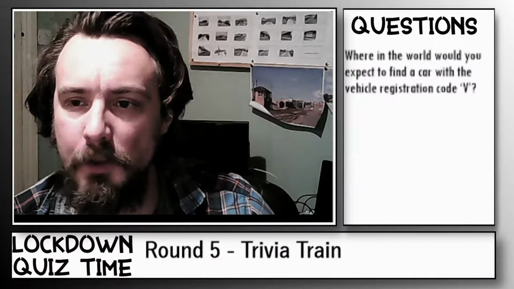So that's question number 1 again. Where in the world would you expect to find a car with the vehicle registration code of V? And so again, remember, the last letter of whatever your answer is for this one will be the first letter for the answer for question number 2.